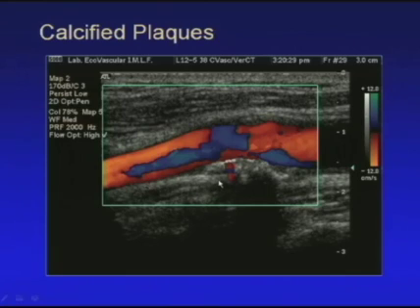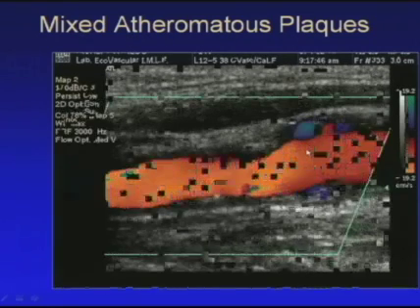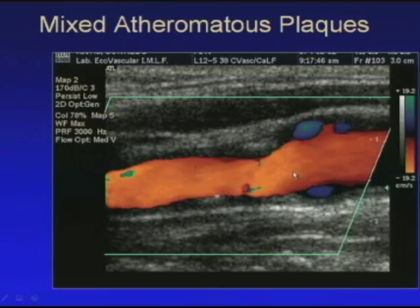An example of calcified plaque. Here we have a hyperechogenic plaque and acoustic shadow. And here the B mode shows the flow on the bulb and the median portion or segment of the internal carotid artery. Those are mixed atheromatous plaques, better observed by using color Doppler. We have here a soft component and we have here a fibrotic component.